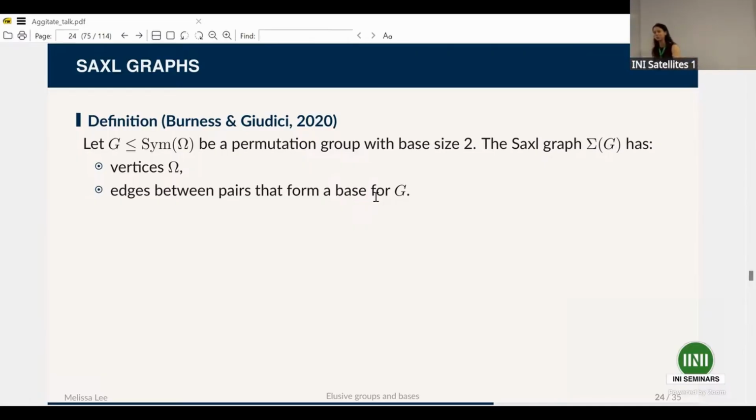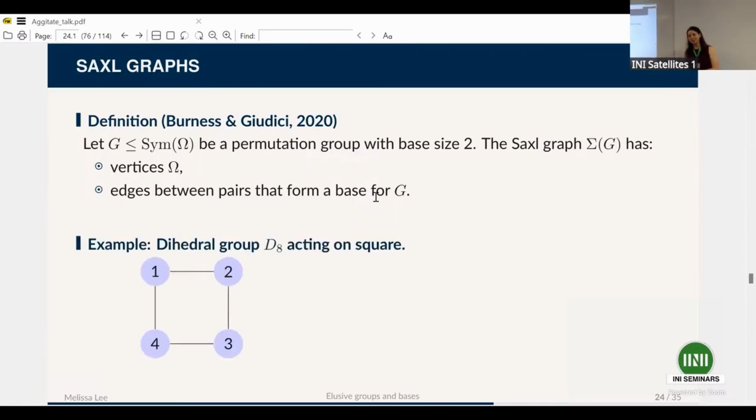If you had base size 1, this also would be very interesting. But anyway, let's see an example. So here's our old friend, the square, with our dihedral group acting. So we've got rotations and reflections.